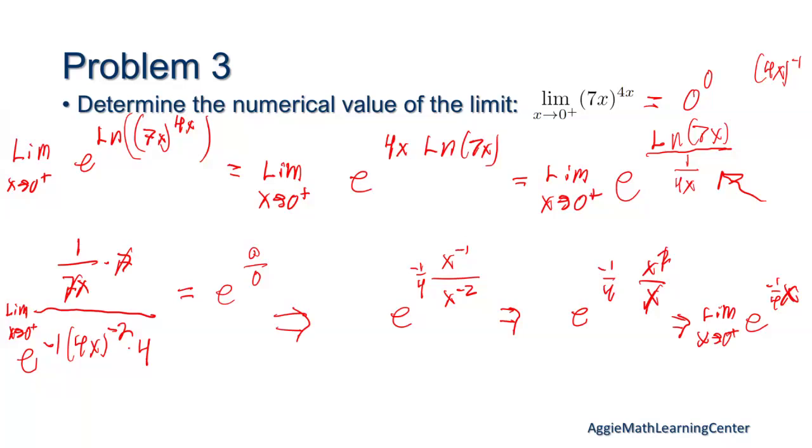Now let's apply that limit. That's going to be the limit as x approaches 0 of e to the -1/4 x. So that's going to be equal to e to the -1/4 times 0, which is equal to e to the 0. Except for 0, what is anything to the 0 power?